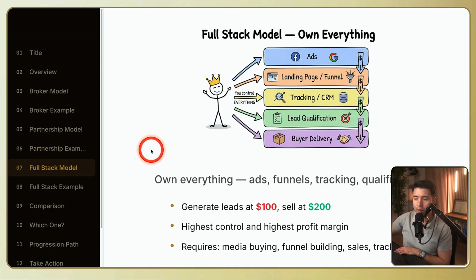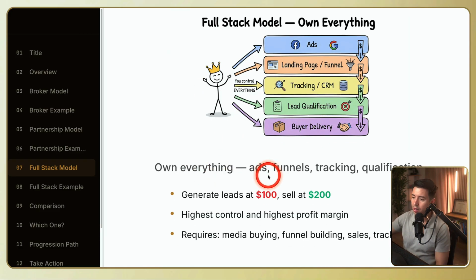The full stack model, though, you own everything. And this is actually the model we do. We launch the ads, we build the funnel, we have all the tracking, the CRM, we handle the lead qualification, and then we deliver the leads to the buyer. So we control everything. We own everything, all the ads, the funnel, tracking, qualification. We generate leads at 150, we can sell them at 200. Highest control, highest profit margin, but it requires more skills. You got to understand and be really good at media buying, funnel building, tracking, CRM, sales, all of that. And then you also are handling the client relationship as well.